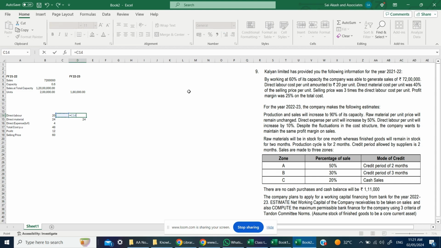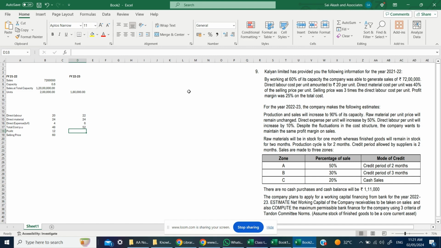Labor per unit will increase by 10%. So labor will increase by 10%. This into 1.1. 10% increase is nothing but 1.1. And direct expenses will increase by 50%. Fine. So this into 1.5. Increase by 50% is nothing but multiply by 1.5. So that will give me my total cost per unit.